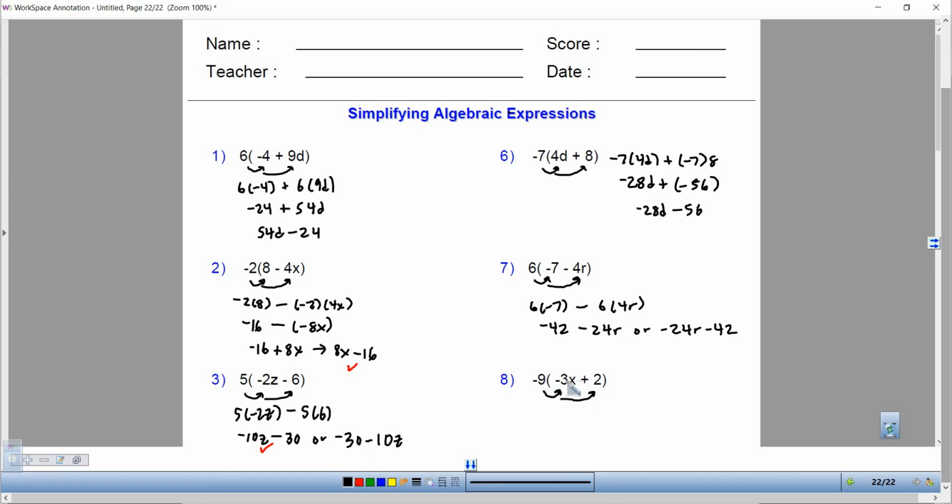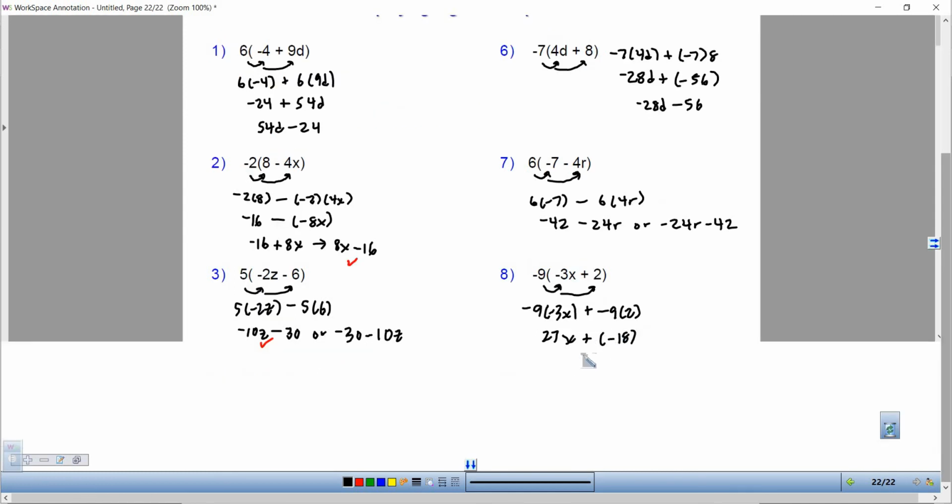Here we go. Negative 9 times negative 3x, and now we're back to a plus between them. Negative 9 times 2. So negative 9 times negative 3x is going to give me 27x, plus negative 9 times 2, which gives me negative 18. But remember, we don't usually write adding a negative, so we would most likely see 27x minus 18 if we were trying to match with the answer.